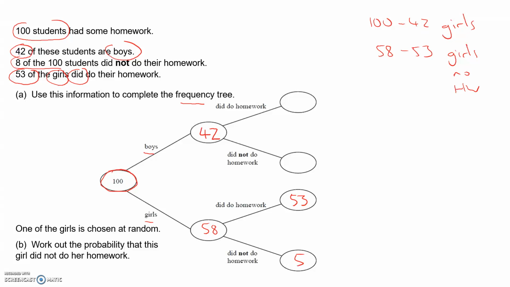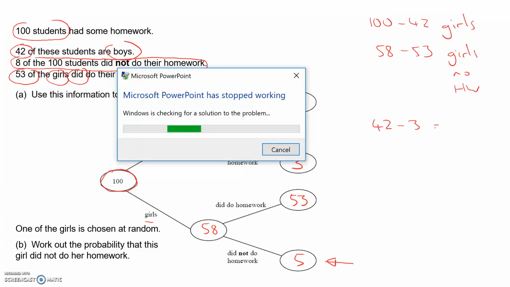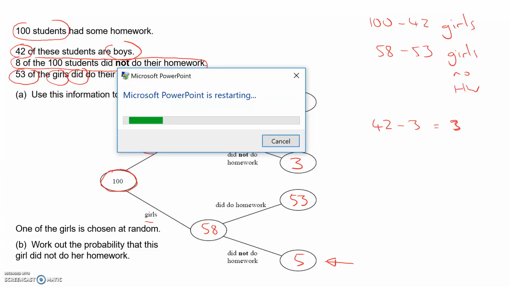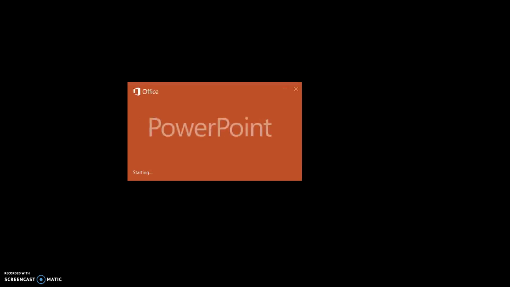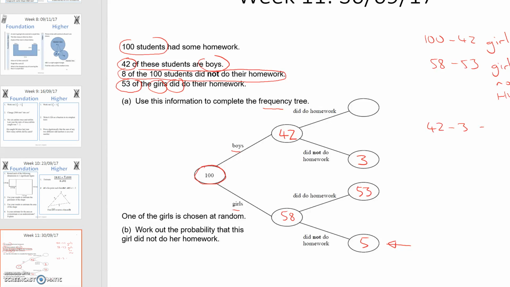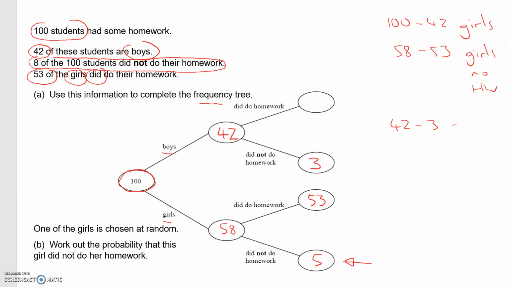Then we can go back to this fact. 8 of the 100 students did not do their homework. Well, we already know that 5 girls did not do their homework. And if 8 of the 100 students did not do their homework, that means 3 boys did not do their homework. We can place that one. And 42 boys in total, we subtract 3, that gives us 39. Excellent. 42 subtract 3 gives us 39 boys that did do their homework.